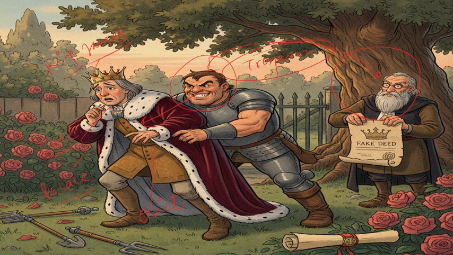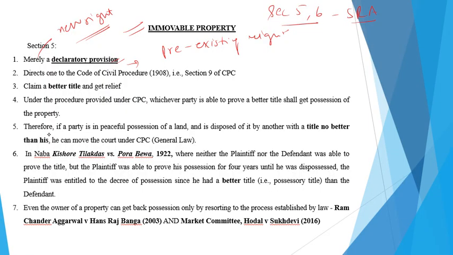Alright, so here under section 5, the king says that he has title over this property, and these two people do not have the title over the property. Now the king wants the court to declare that he is the legal owner, he possesses it. So he can file a suit under section 5 of the Specific Relief Act. Section 5 is so important because it's not creating any new right.